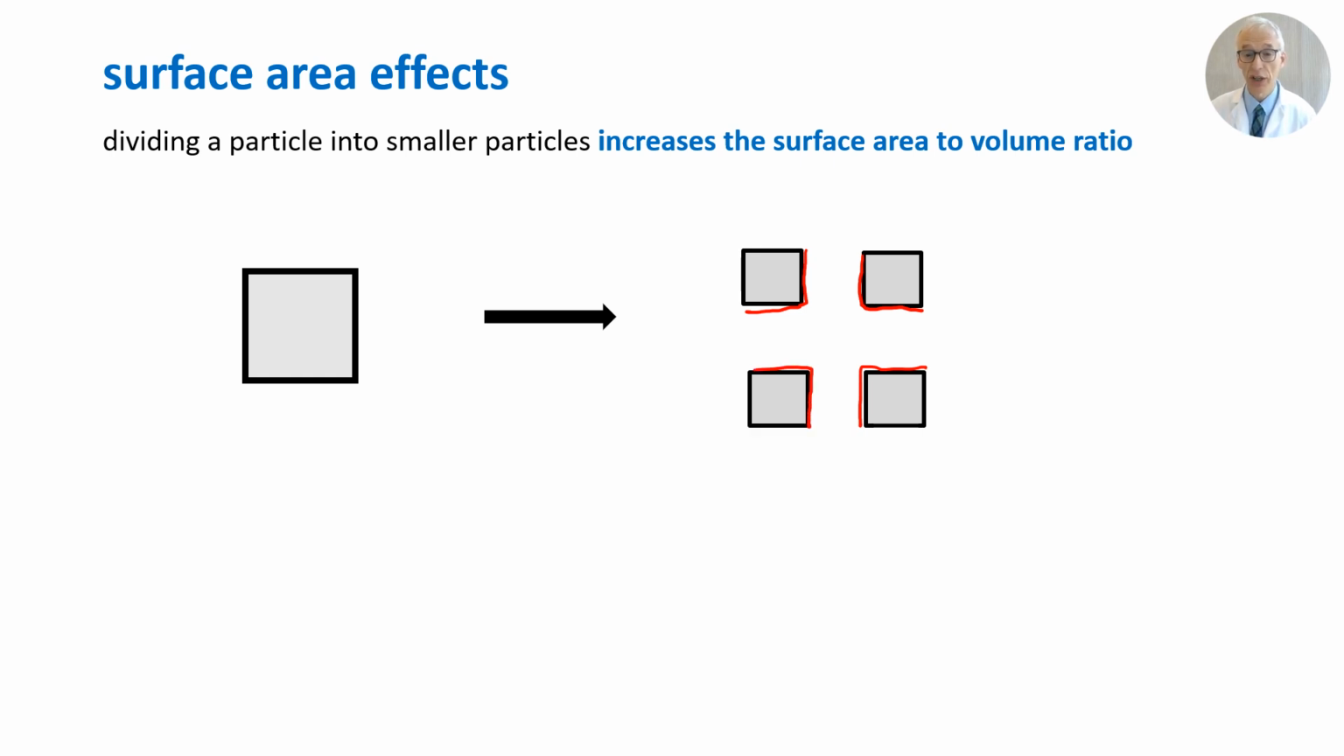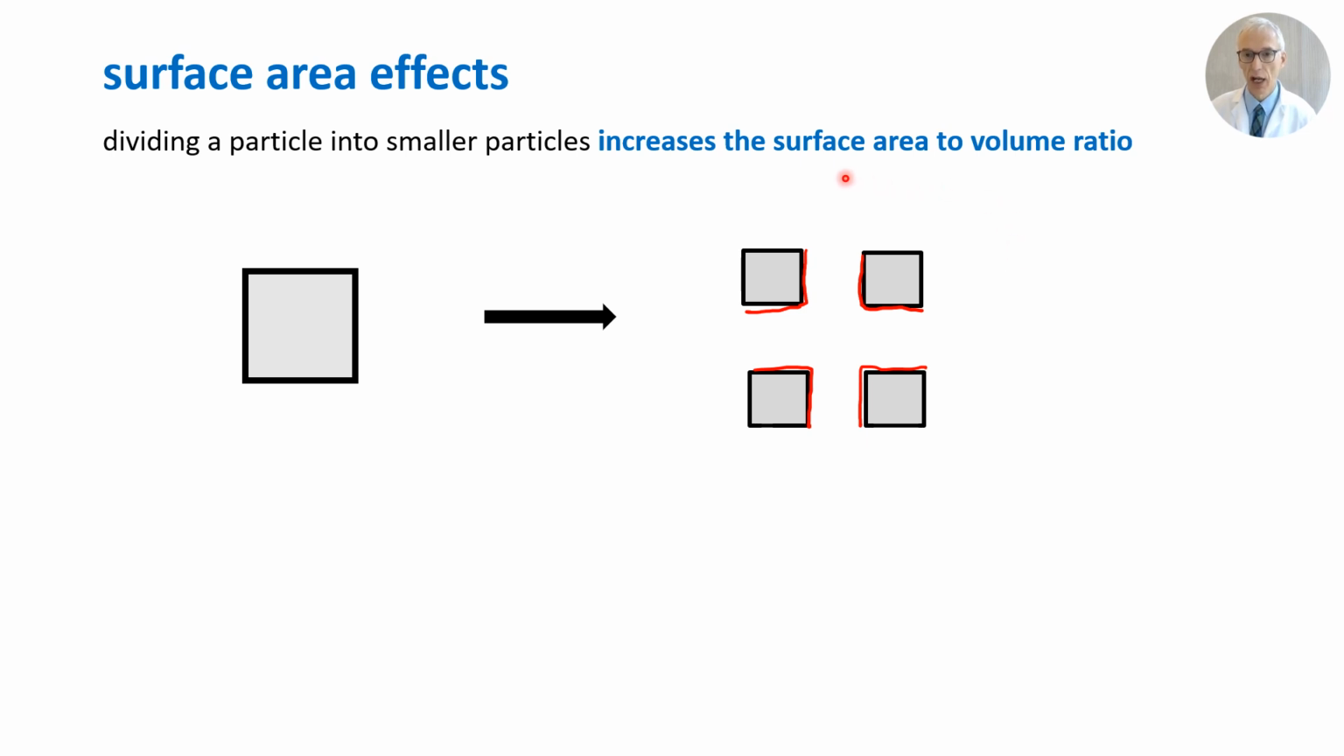That is additional surface area compared to the particle on the left-hand side. So in 2 dimensions, we see that dividing a particle into 4 particles, keeping the volume the same, increases the surface area. That is, increases the surface area to volume ratio. Now, that effect is more marked in 3 dimensions.